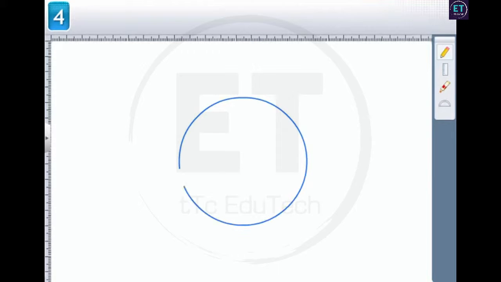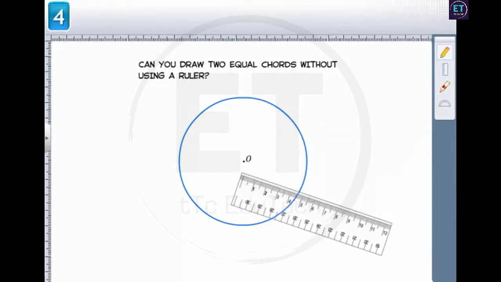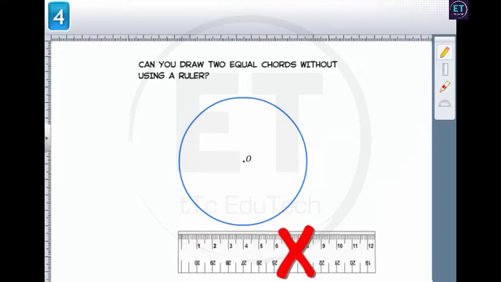Here is a circle whose center is marked. Now the problem is to draw two chords so that they are equal in length. The challenge is to do it without measuring the lengths of the chords. Now, how easy is that? Actually, very easy.